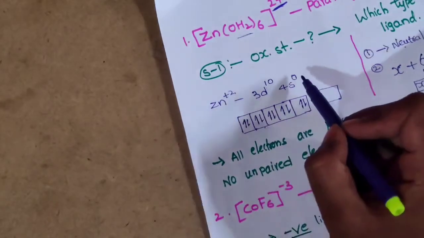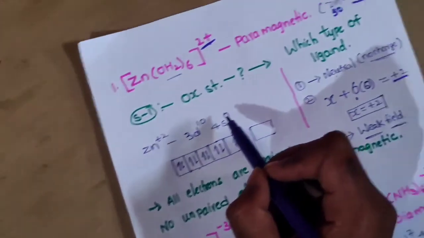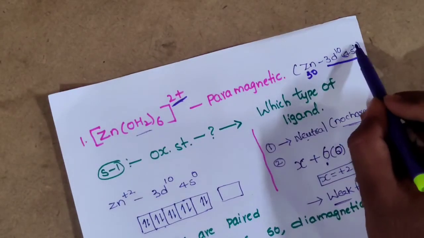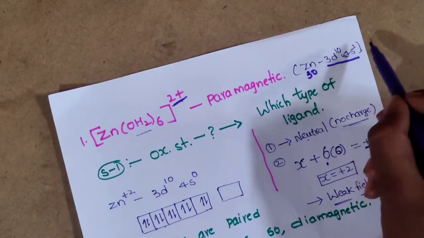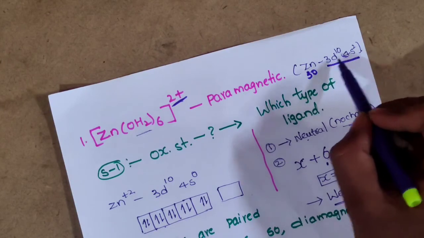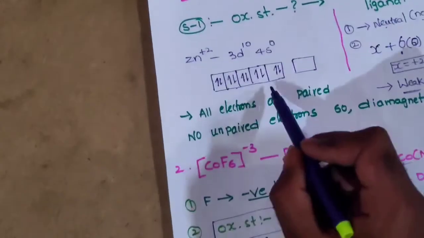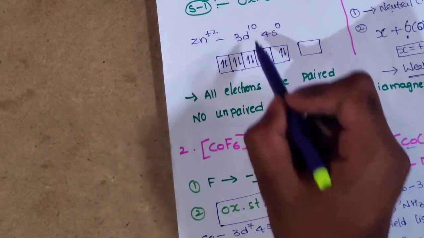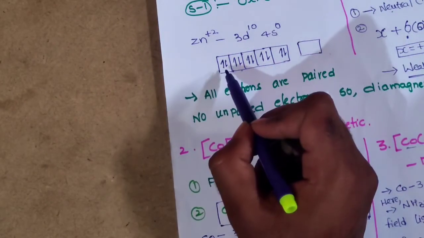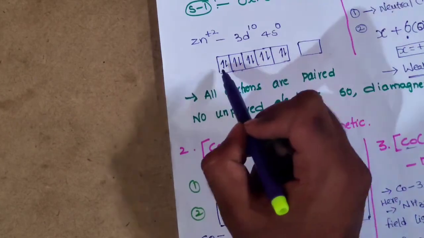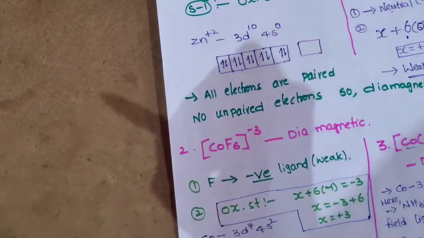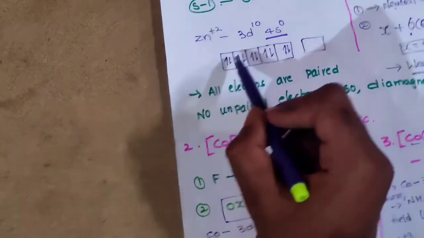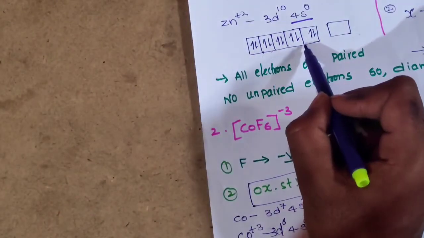So it loses 2 electrons from its outermost orbital, that is, it loses 2 electrons from the 4s orbital, and it becomes 3d10 4s0. So I have written that here. And now when it comes to orbital filling, we have to fill the electrons in these 5 orbitals of 3d, and there are no electrons in 4s. So I have filled all these electrons.